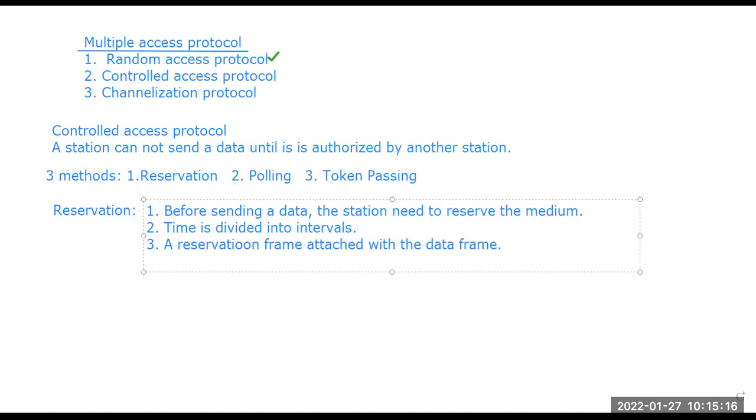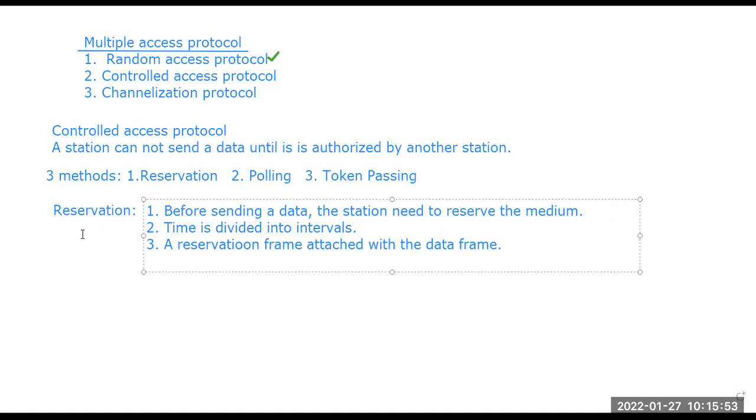So n reservation mini slots, n reservation time frames, are allocated, and each time any station is sending data, the reservation frame needs to be processed with the data frame. Each time interval is allocated to a particular station. So when a station wants to send a data frame, along with that, the reservation frame also needs to be attached. This is the first process, the reservation process.